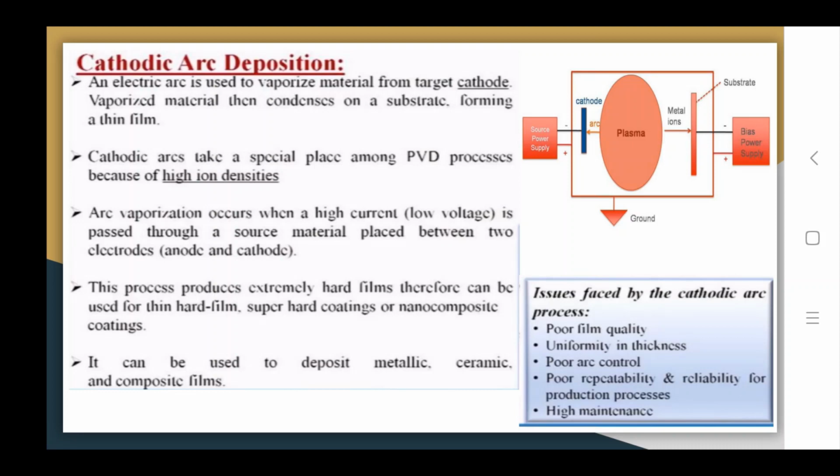We can use so many materials, we can use some kind of hard materials also. Some issues faced by the cathodic arc process are poor film quality, poor uniformity in thickness, poor repeatability and reliability for production processes, and high maintenance is often needed. So these are all issues we generally face while doing the cathodic arc deposition.